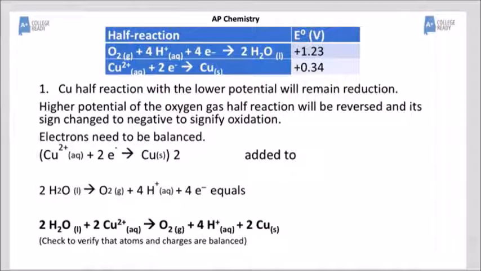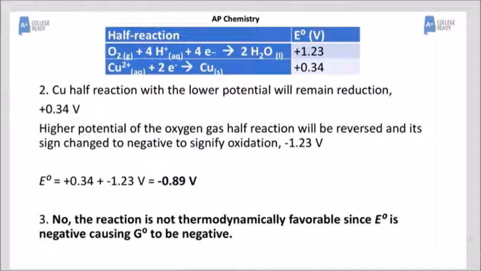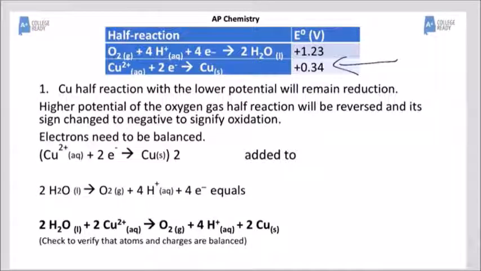So if this is electrolysis, the lower reduction potential will stay reduction. That means we're going to leave this just like it is, and we're going to take this higher potential and reverse it and its sign. I've actually done 1 and 2 out of order, but you'll have that same information. So this is staying reduction. We've reversed this to be negative. Once we add those two together, we do get the expected negative cell potential, and it is negative 8.89 volts.